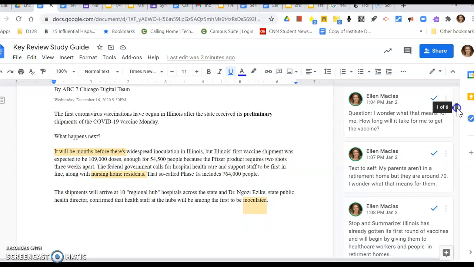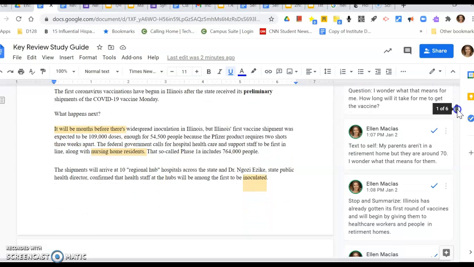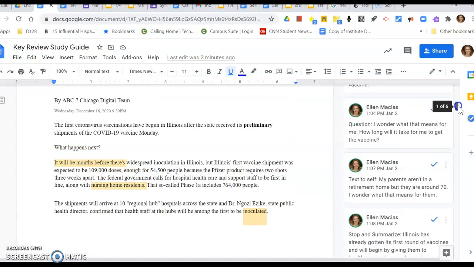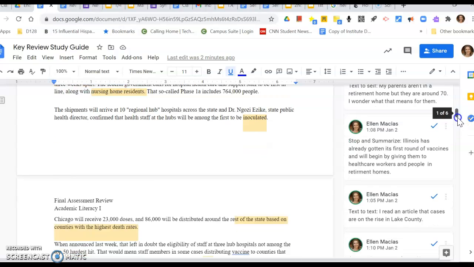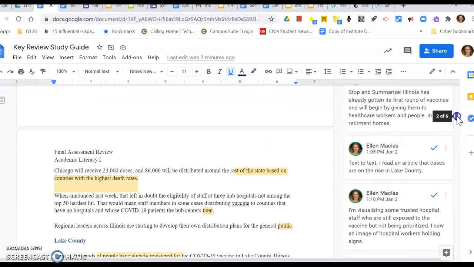I have some different text to self connections. Here I'm saying my parents aren't in a retirement home, but they're around 70. I wonder what that means for me. So I'm trying to include some different text connections. I don't go more than a few paragraphs without stopping to summarize. So you can see my first one here. Here's a text to text connection, another article I read.